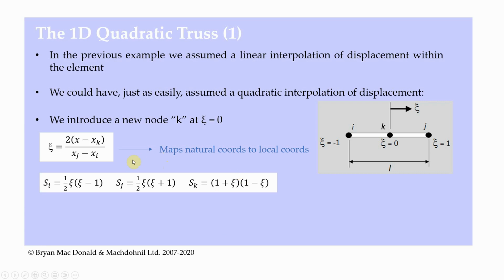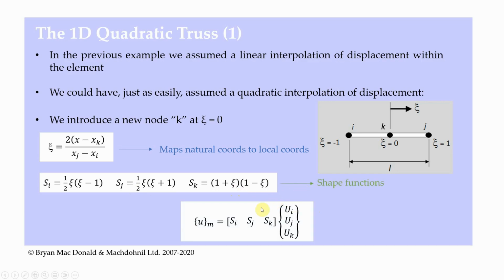Our shape functions are very much changed again. You might remember previously for the linear truss, where we didn't have the third node, we had simply Si was a half eta minus 1. Now it's a half eta times eta minus 1. Again, we're getting that eta by eta term, or eta squared term, which makes a quadratic interpolation. Previously it was a linear interpolation. So we have a half eta times eta minus 1, a half eta times eta plus 1, and then 1 plus eta times 1 minus eta. Each of these equations, if you multiply them out, are quadratic equations, because they all have an eta squared term. So they're the shape functions.